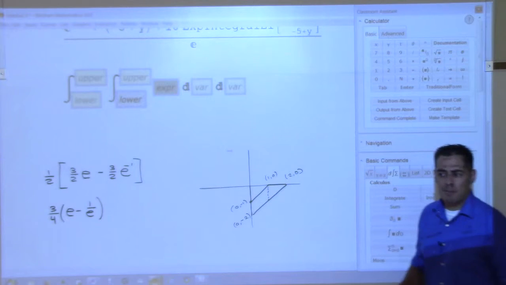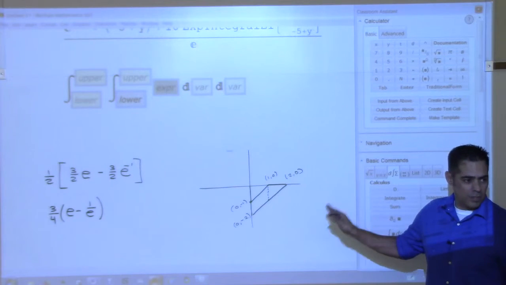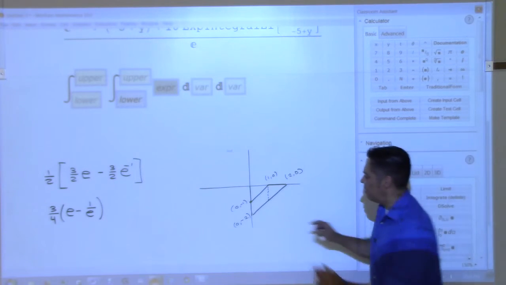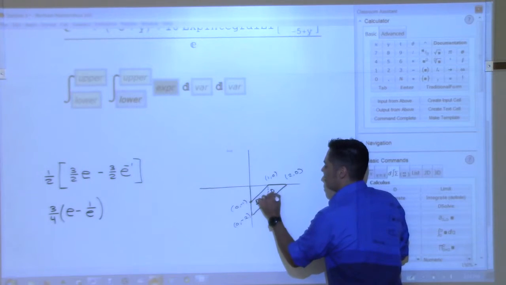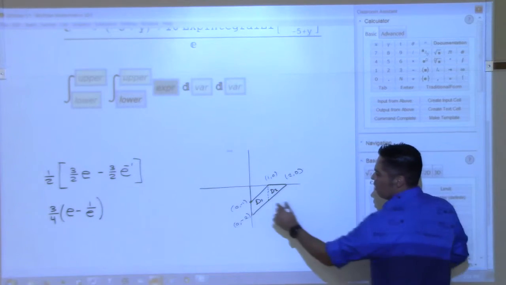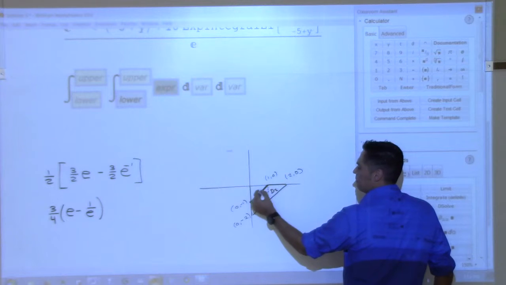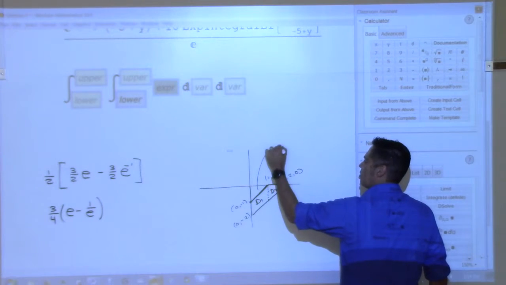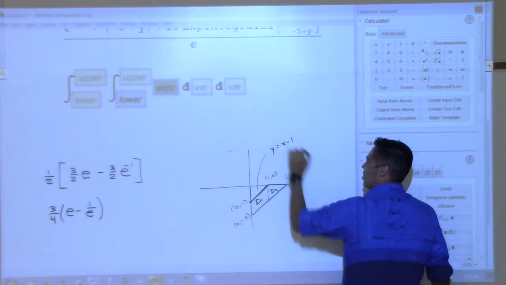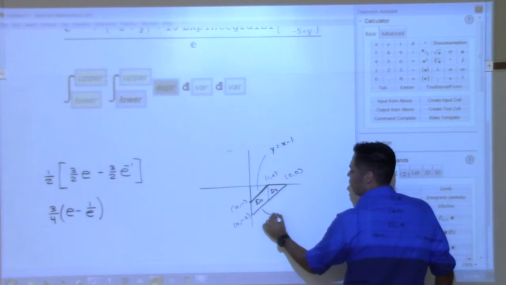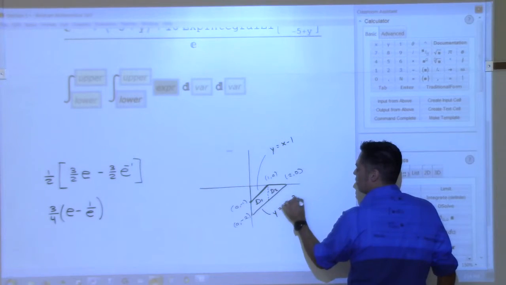Okay, so y'all understand what I'm going to do right now? I'm about to break this thing up into 2 separate integrals. I'm going to do it over this one. I'll call it D1 and then D2 here. On D1, what's that line right there? Y equals x minus 1. This one is y equals x minus 2.